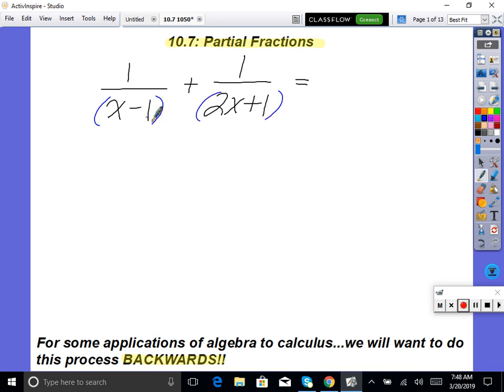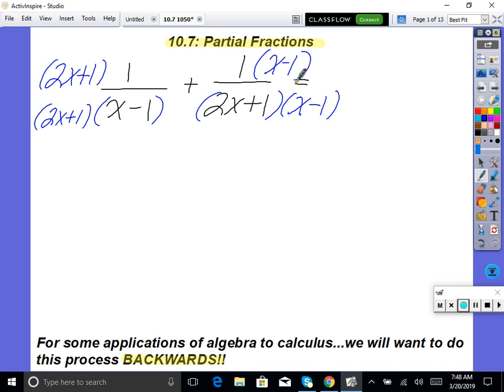So this denominator is x minus 1, this one's 2x plus 1. So this one would need a 2x plus 1. If you do that to the bottom, you've got to do it to the top. And then this one needs an x minus 1. If you do it to the bottom, you've got to do it to the top. Now the next step is to distribute in your numerator and combine like terms in the numerator.